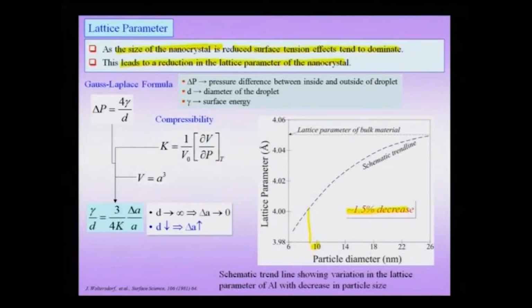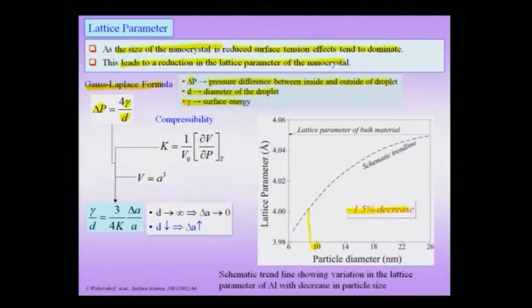Now, we can understand this by looking at what is known as the Gauss-Laplace formula, which relates the change in pressure delta P with the surface energy and the diameter of the droplet. This was originally developed for liquids, but we will use it for solids. The delta P is the pressure difference between the inside and outside of the droplet, d is the diameter of the droplet, and gamma is the surface energy. That means, if I decrease my droplet size, the delta P is going to increase.